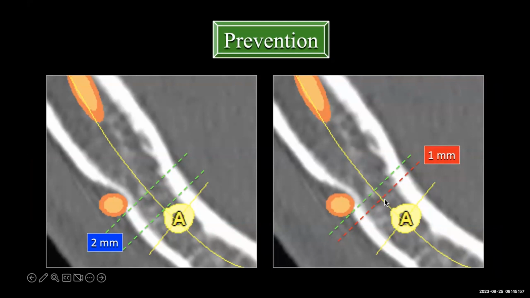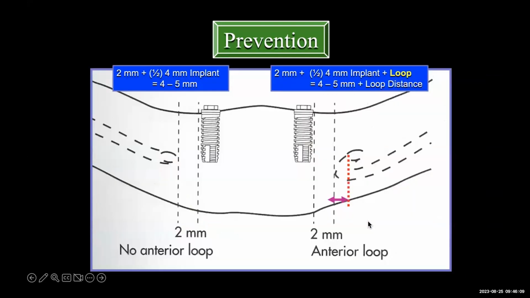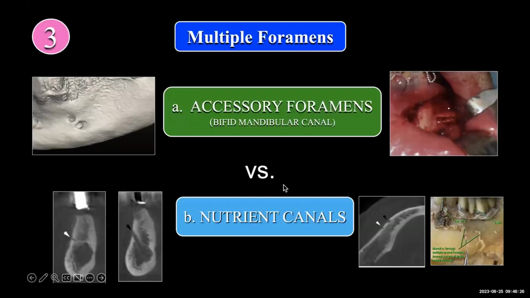So if we place this implant, we're going to be too close. So what we need is a new zone, our 2 millimeter zone. Our new implant needs to be farther anterior, away from that anterior loop. So the bottom line is just do the math. Whatever the loop is, add it to your safety zone position when you do the osteotomy, whether it's guided or freehand.